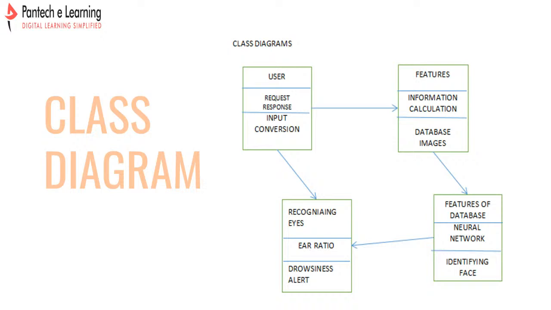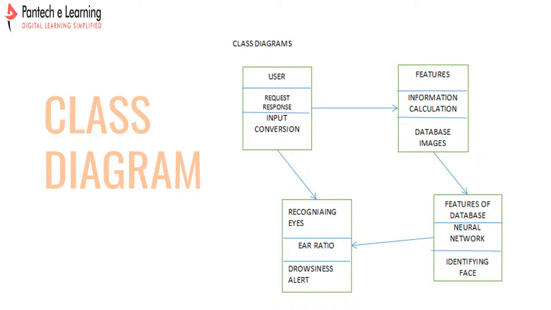And then the class diagram. So first the user should give the input. To give the input information, first we need to enable the camera, and then calculation. To extract the features of the face we need to do the calculations, and then we need to check whether it is going to be done with an eye aspect ratio or not.